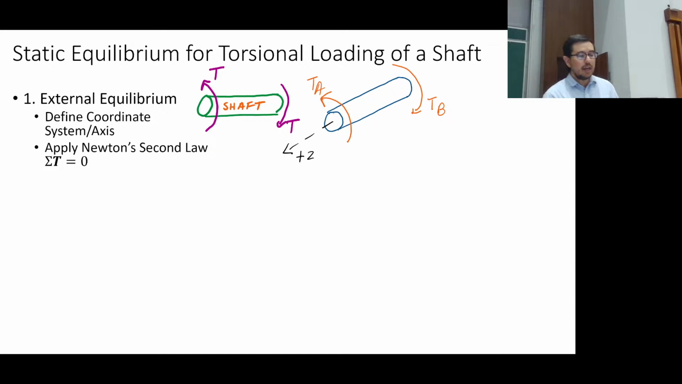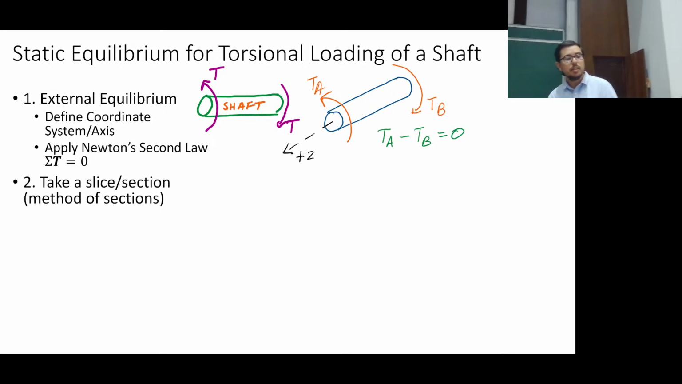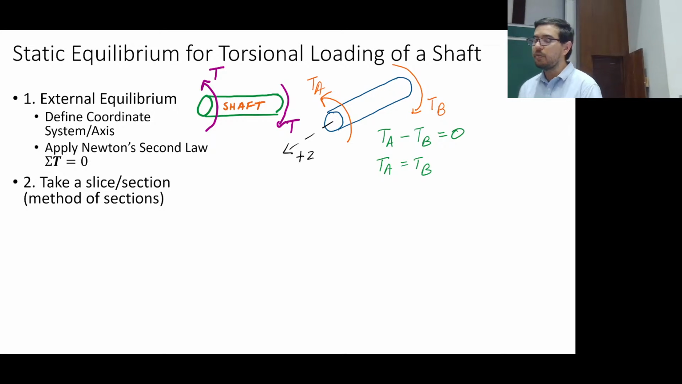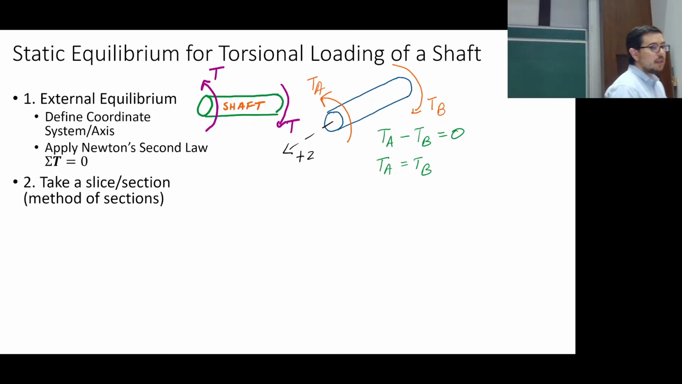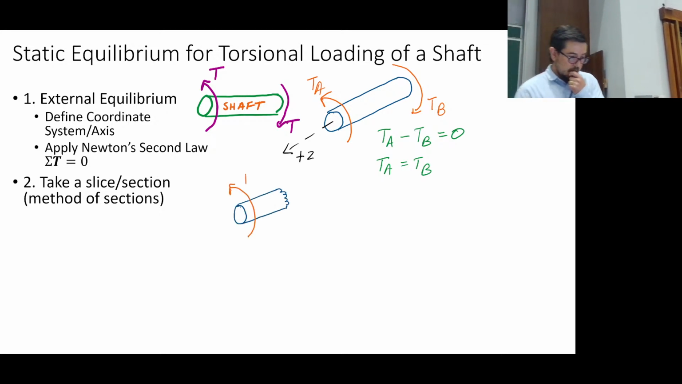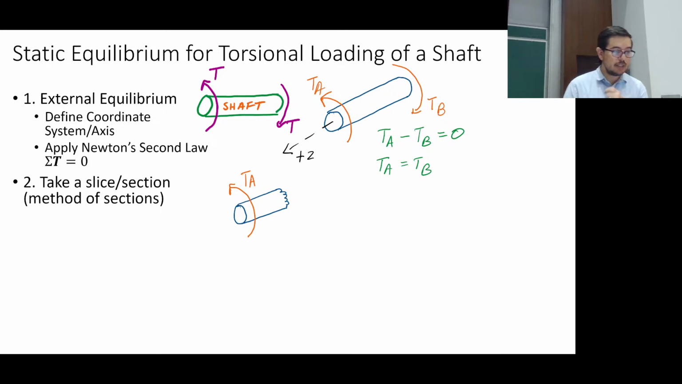And then we have the opportunity to apply Newton's second law. And for that, where is it? There it is, okay? So we have TA minus TB is equal to 0, and so TA is equal to TB. All right, so that's pretty straightforward. Second step is take a slice, and this maybe gets a little bit less intuitive, but it's still pretty simple, okay?